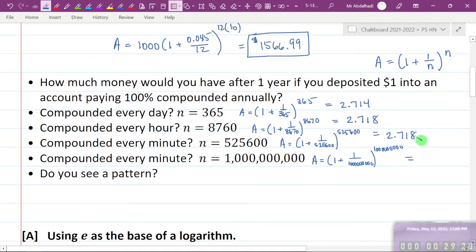I guess, you know what, maybe 3 decimal places is not enough. Let's go a little further down. 1, 2 after that. And this one was 27.